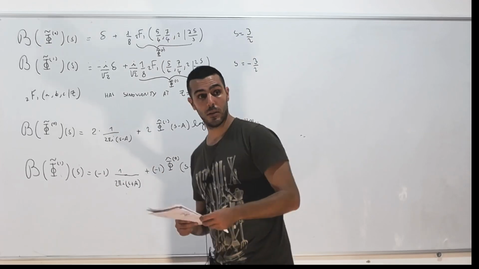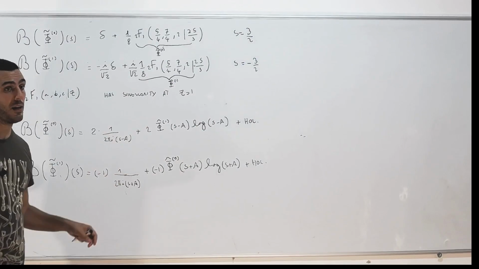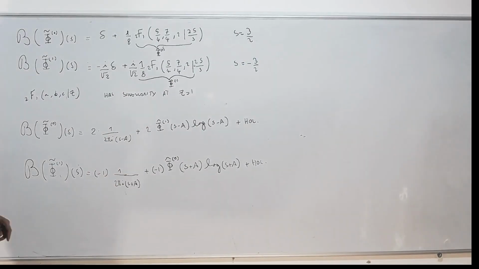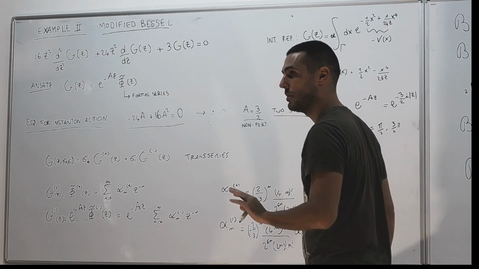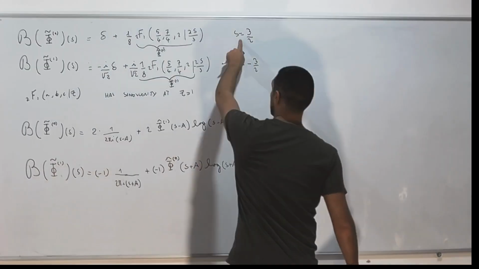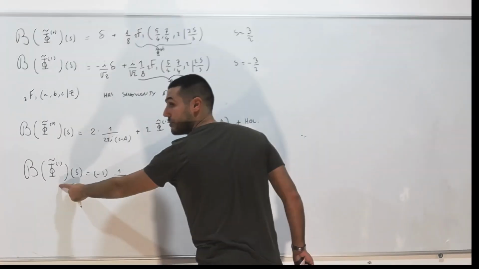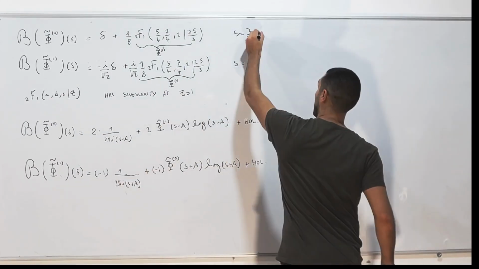So my definition of A is 3/2. As I said, the Borel transform of the perturbative sector has a singularity at 3/2. The Borel transform of the non-perturbative has a singularity at minus 3/2. Okay? So A and minus A.